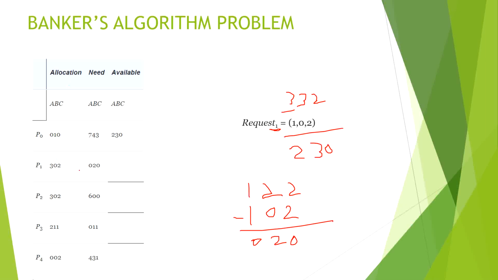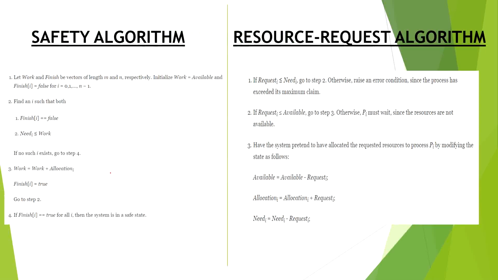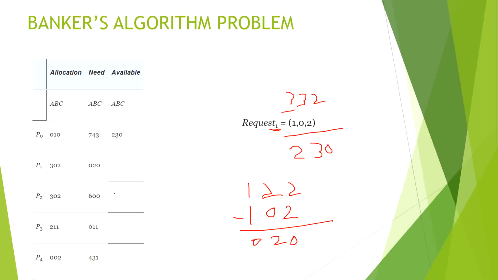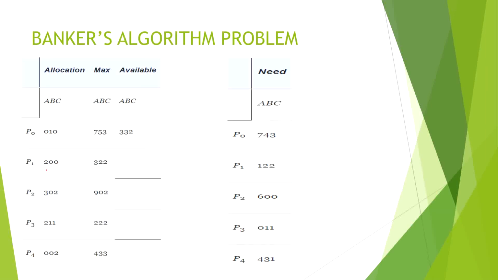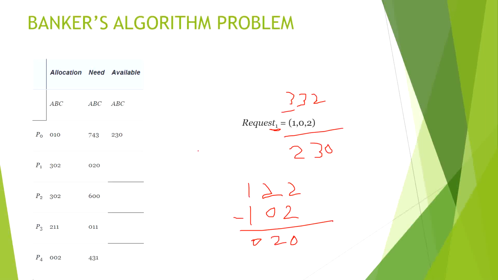Now the allocated part will be added each time. So as you can see, allocated plus request. The allocated part, previously it was 200, now it will be added to 102, and you can see that it will be 302. So the 3 things we have to keep account of: we will subtract the request from the available, we will subtract the request from the need, and we will add the request to the allocated part. Okay, and we'll get this table.